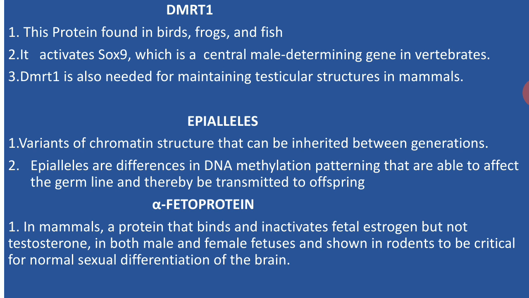DMRT1. This protein is found in bird, frog and fish. It activates SOX9, which is the central male determining gene in vertebrates. DMRT1 is also needed for maintaining testicular structure in mammals. Epialleles, again a useful term, variants of the chromatin structure. Variants in chromatin structure that can be inherited between generations. Epialleles are differences in the DNA methylation patterning that are able to affect the germ cells, thereby transmitting to offspring. So these are the chromatin structure and depend on the DNA methylation.